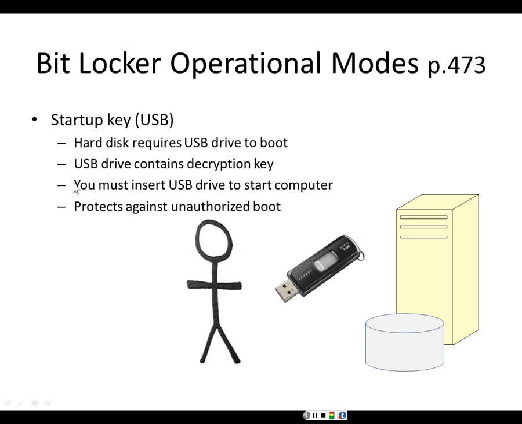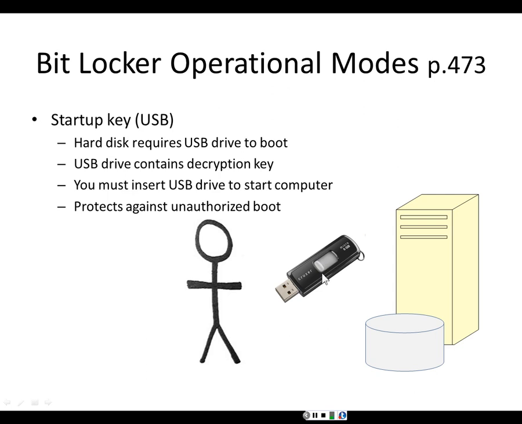The startup key is where we put the key used to decrypt the hard drive. And remember, you can't use the hard drive at all unless the hard drive has access to the decryption key. So we can store the key on a USB drive. And that way, when you turn the computer on, it looks to the USB drive to decrypt the hard drive. And if the USB drive is not there, then it won't boot. So this would be for a secure server. You don't want just anybody to boot it.